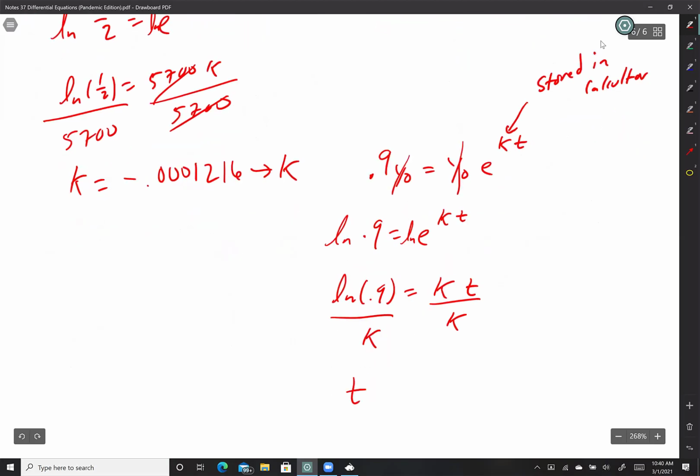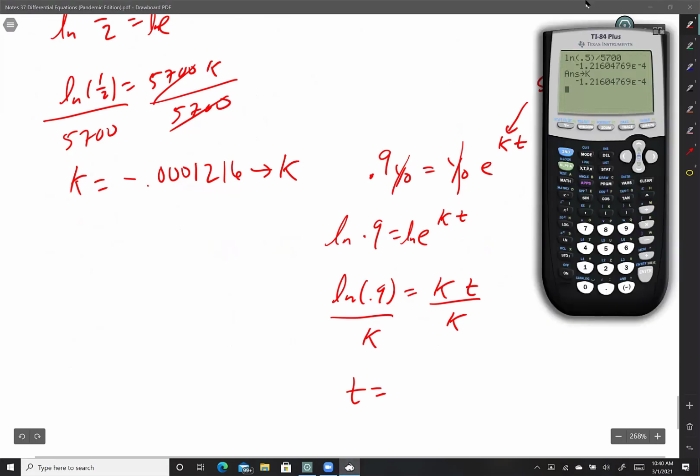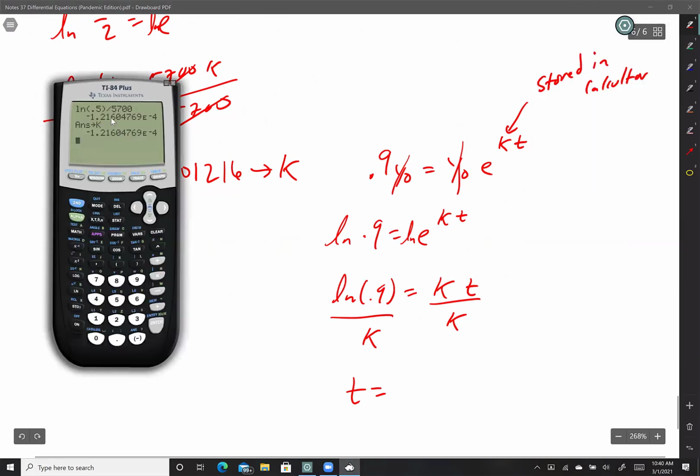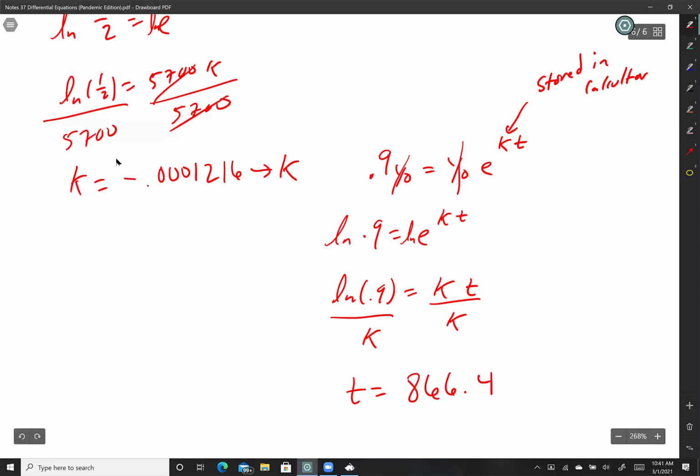And t equals, and I take my calculator. Let's move it over here. And look, I'm just going to type ln of 0.9. I guess I didn't need to save it in k because it's the last number I had there. Divided by alpha k. Enter. 866.417 if you truncate it, or 418 if you round it. 866.417 years. And there it is, guys.